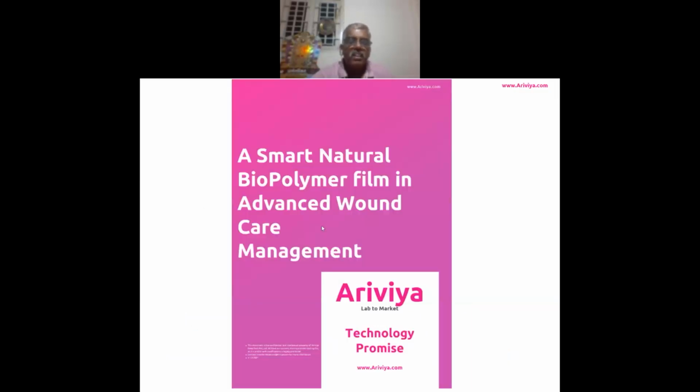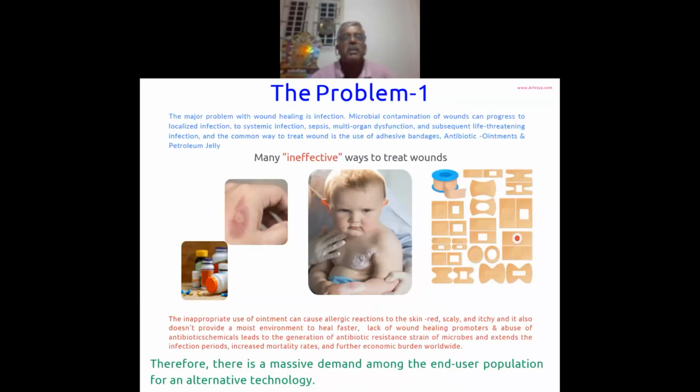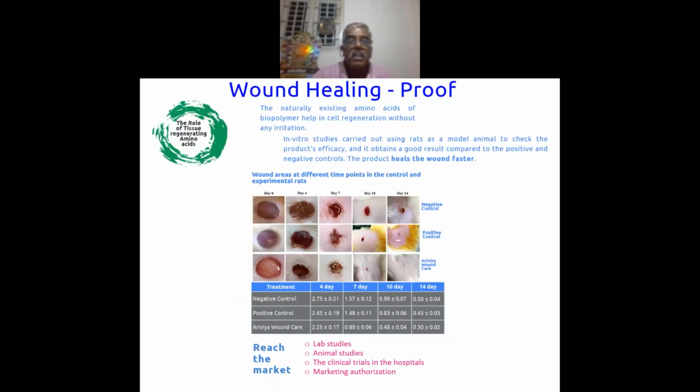Okay, so as I said, the wound care management. We have one of the products for wound care management, which comes with gold nanoparticles. Biopolymer is attached with the gold nanoparticles. So this way, very good wound management is taking place. You see, this is our product, this is a positive control, this is a negative control. One more interesting thing in our product is tissue regeneration. The scar is disappeared.